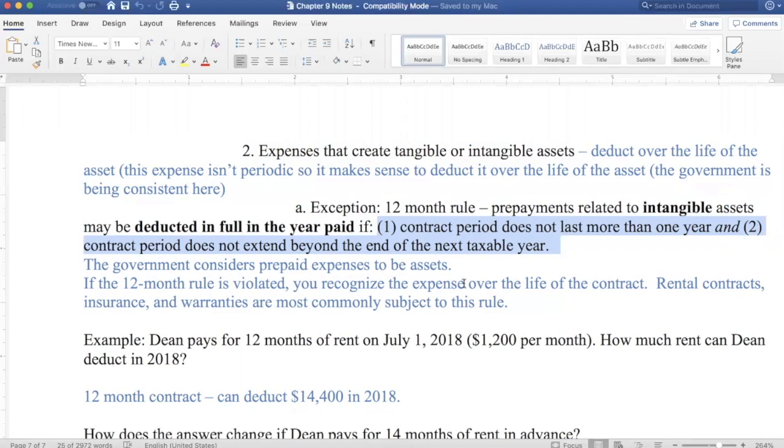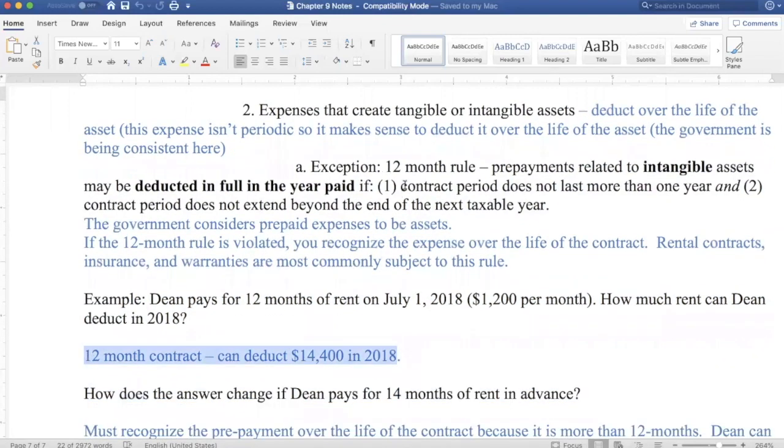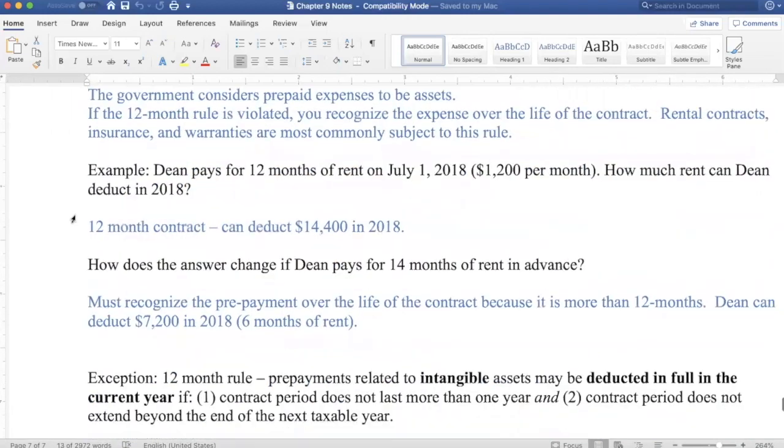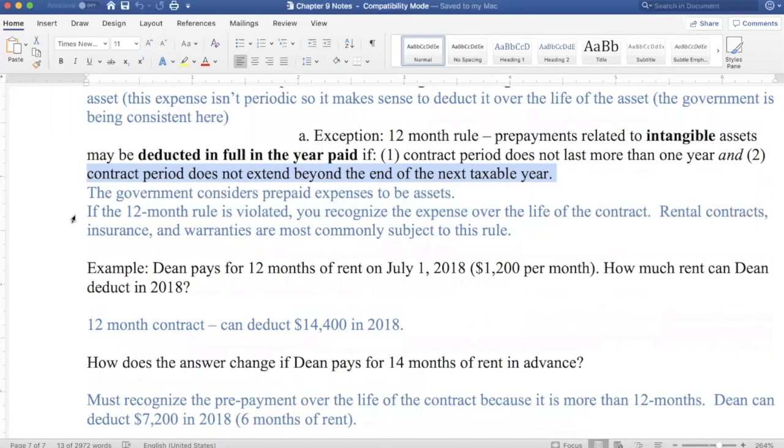If you think about our example, we have Dean who prepays 12 months of rent on July 1st. It's $1,200 per month, and 12 months have been prepaid. The question is, how much rent can Dean deduct in 2018? And the answer is all of it, because it meets these two exceptions. It's only a 1-year rental agreement, and the agreement does not extend beyond the end of the next taxable year. It does go into the next taxable year, but it doesn't extend beyond it. So you can think of insurance and rent as good examples of things that you might prepay in this fashion.